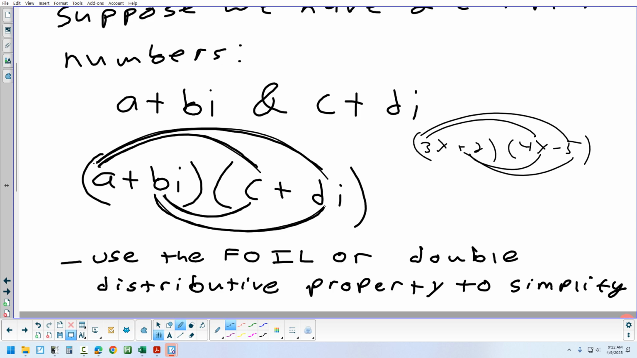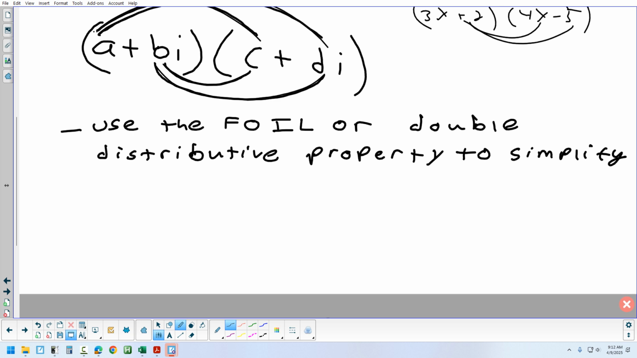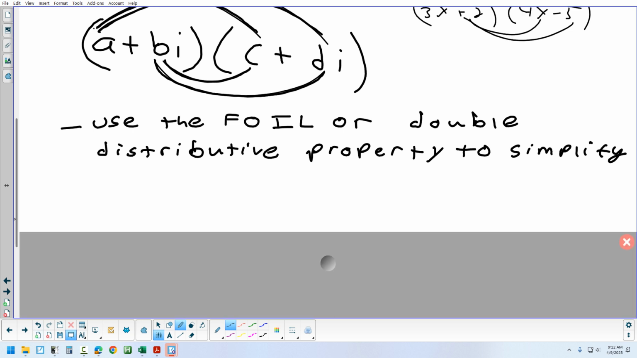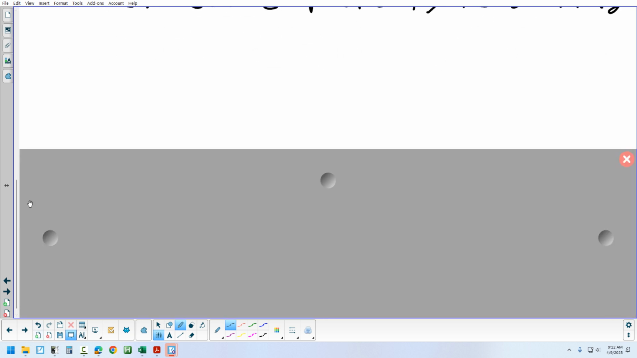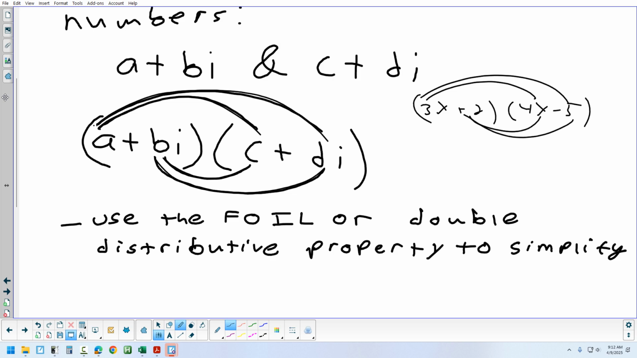And it's when you multiply the last two together. The last term has an i here, the last term has an i here. When you multiply an i with an i, you get an i squared. So let's try an example of multiplying that out.